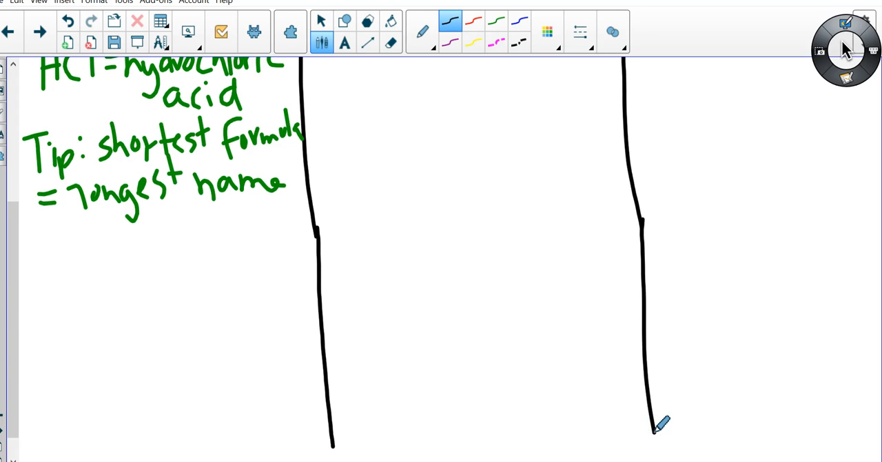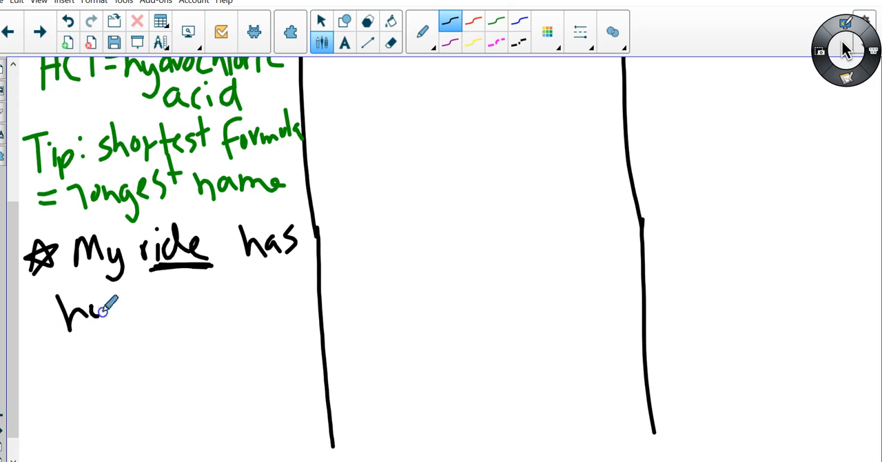Fine. All right, how you're going to do this is you're going to remember this little poem, not poem, what is it called, Dave? Yeah, mnemonic. This is how you'll remember. My ride. See how it ends in ide? The word ends in ide. My ride has, and I'm spelling it wrong, I don't care. Hydro.